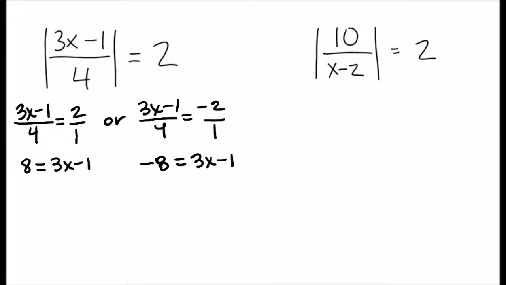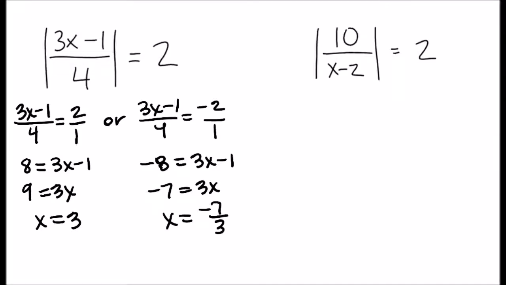All right, what I'm going to do is I'm going to add 1 to both sides, and I'm going to have 9 is equal to 3 times x. Over here, I'm adding 1 to both sides, and I get negative 7 is equal to 3 times x. Then when I solve for x, I'll get x equals 3, and x is equal to negative 7/3.